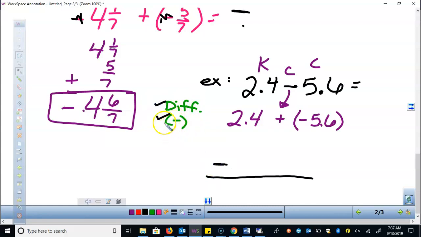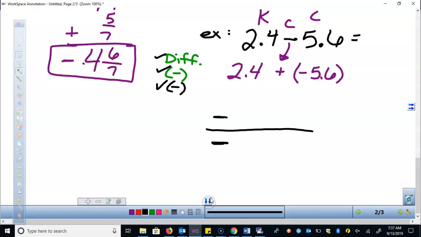What's the sign of our answer going to be? In other words, what do we have more of? Do we have more positives or do we have more negatives? In this case, we have more negatives. We have 5 of them. So our answer is going to be a negative. So we can put that negative sign right there. Boom, done already. Now all we have to do is write these decimals down so that we can do our subtraction problem.